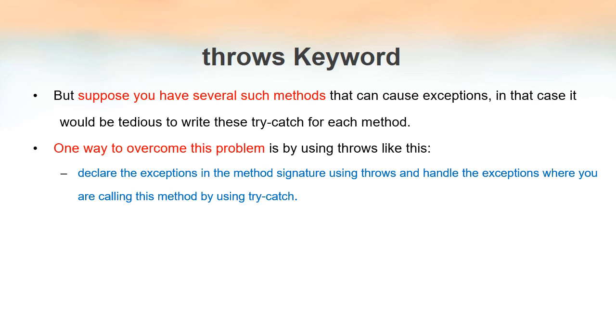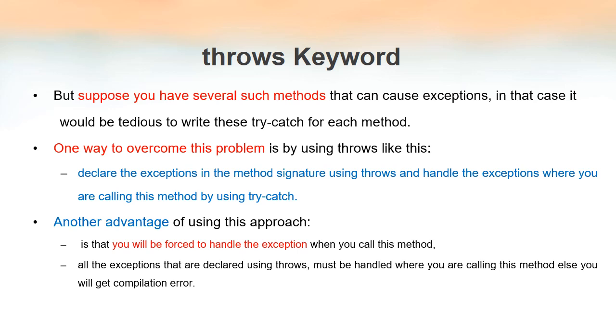Along with the method signature, along with the method name, we'll be listing the exceptions the method is capable of generating by using the throws keyword, and from where we are actually calling the method, we will handle the exception there. So when we write the method, there is no need to write try and catch block inside the method. We just want to list the exceptions the method will generate. Whoever is calling the method must be responsible for handling the exception. Another advantage, as I mentioned just now, is that we'll be forced to handle the exception when we call that method.